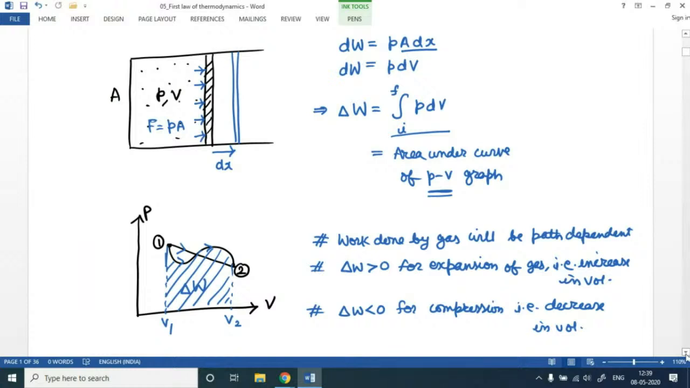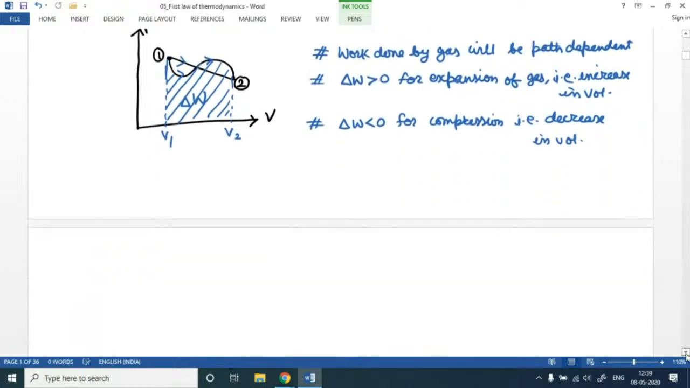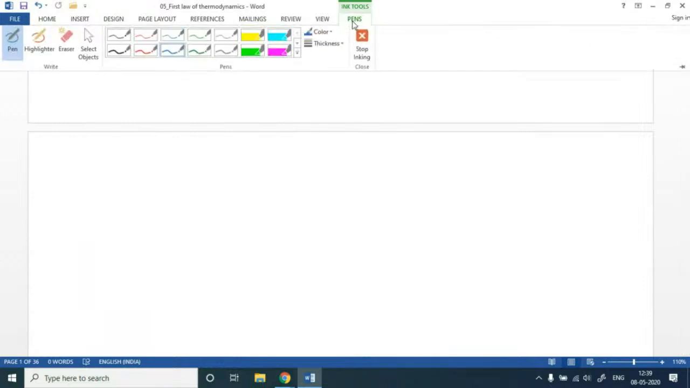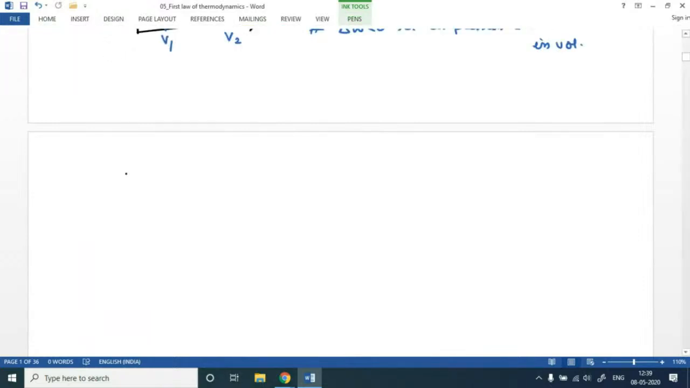Okay, so let's look at two important processes and what the work done by the gas would be in those processes. The one process, let me take, is the isobaric process. An isobaric process simply means that the pressure is going to be constant, and if it is following the ideal gas law, then V by T would be constant as well. So V is directly proportional to T.